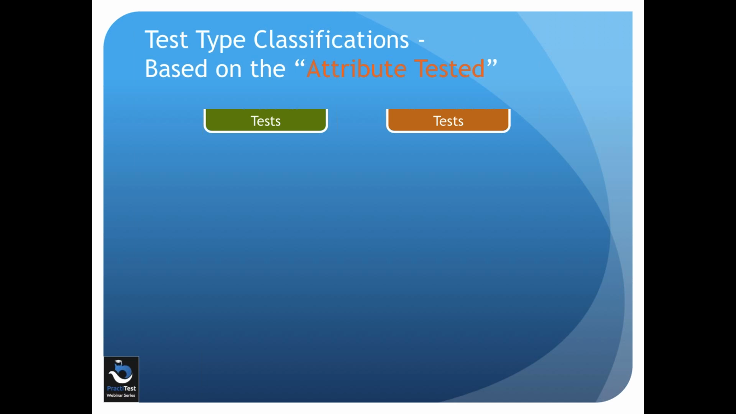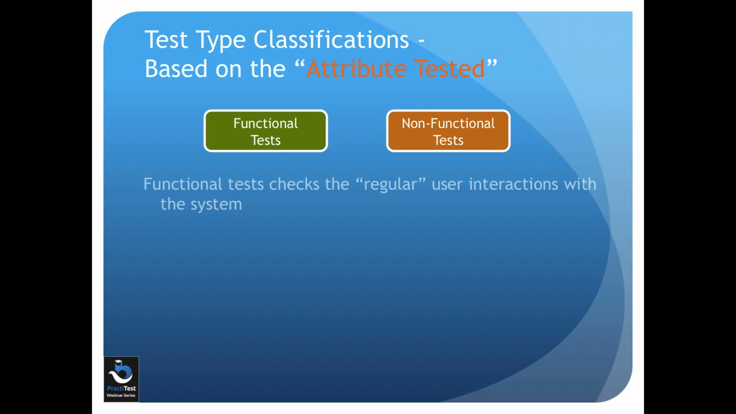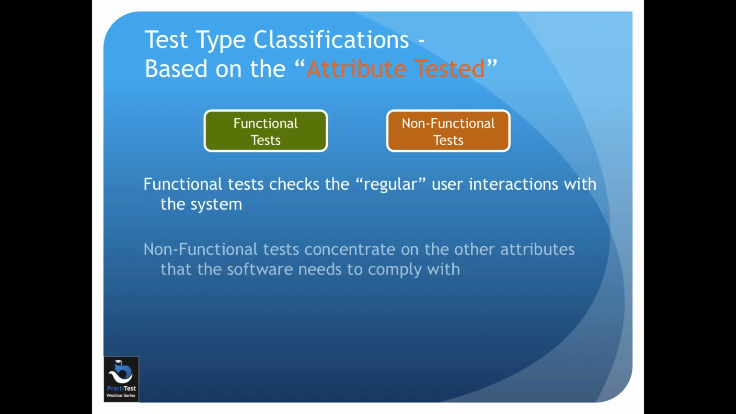Now, moving forward, there's also testing based on the attributes that you're going to be testing. And here we basically differentiate between two types of tests. We differentiate between what we call functional tests and non-functional tests. Okay? Functional tests are those that are going to be checking the regular user interactions of the system. This is going over the main functionality and saying, okay, so let's do this, let's do that, let's go over all the different scenarios, and let's actually review them.